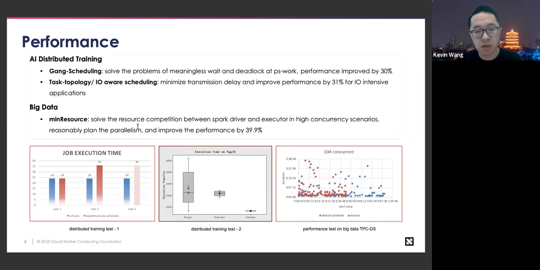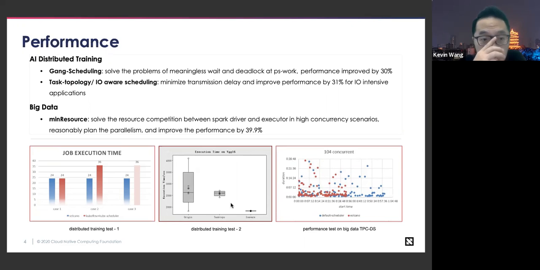So with gang scheduling, we can make sure the workload is always scheduled with enough instances so they can load the data and start the training right after all the pods started. Also, in the diagram, you can find that the total execution time with Volcano enabled is improved a lot, but with the default scheduler and Kubeflow, either the meaningless allocation would occur or the deadlock would occur.